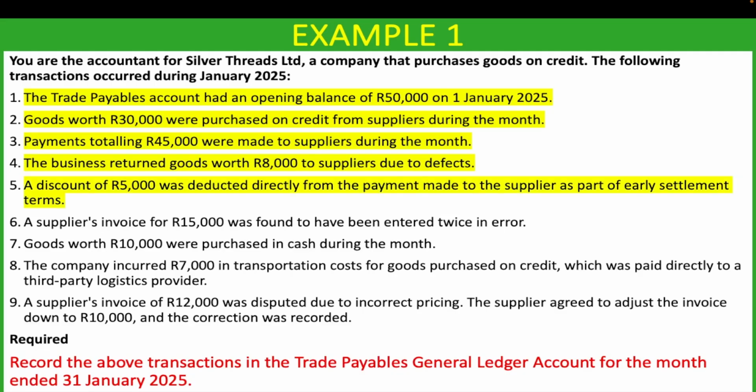Number 6, a supplier's invoice for 15,000 rand was found to have been entered twice in error. Okay, so when they say a supplier's invoice, it means the supplier invoiced us for goods that we bought from them on credit, but it was entered twice by mistake. So what do we need to do here? Well, we need to reverse the second entry that was done in error. That means the other 15,000, because they recorded two 15,000s in this case, as we have been told here. It was recorded twice. So the first 15,000 rand is fine, but the second one is incorrect. So we need to go to our T account and correct the error.